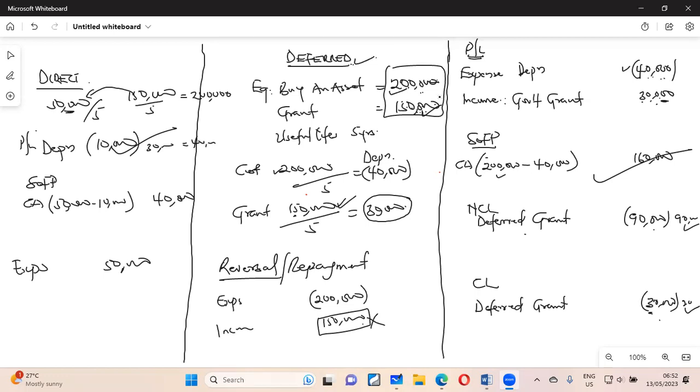So read the question again. Detail the requirements of IAS 20 with respect to government grants to aid capital expenditure. So capital expenditure, that is what you say. Yeah. So we first practice this one. The requirement is that you can treat it as a direct. You can treat it as a deferred. If you want to treat it as a direct, you explain this one. If you want to treat it as deferred, you explain this one that we have done.